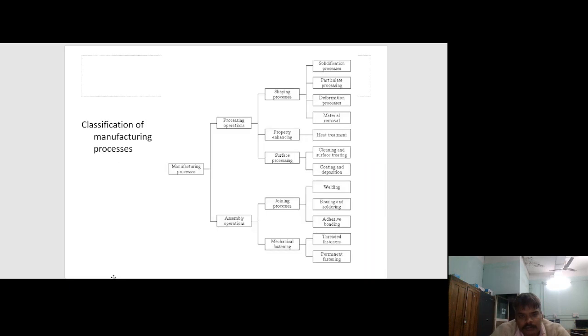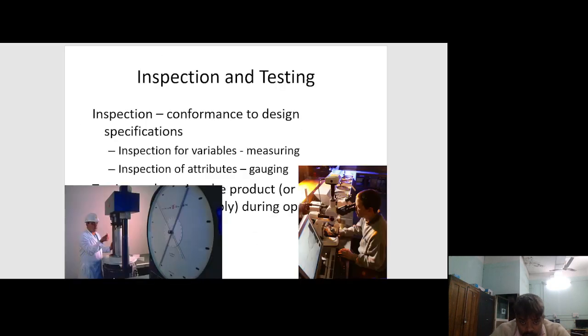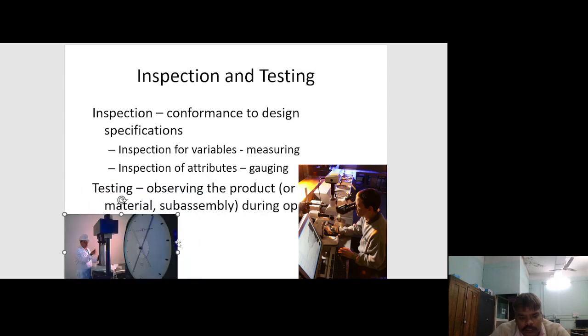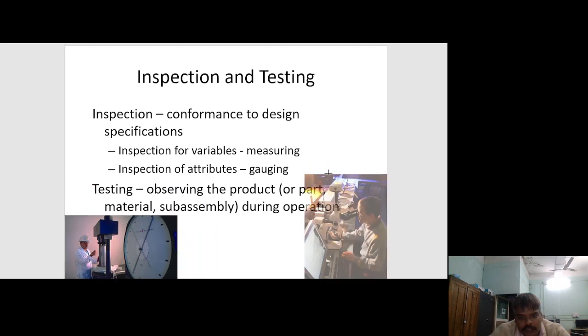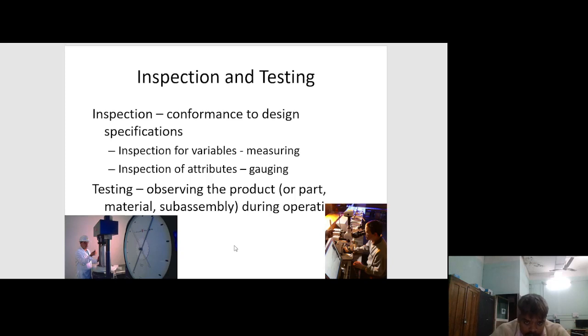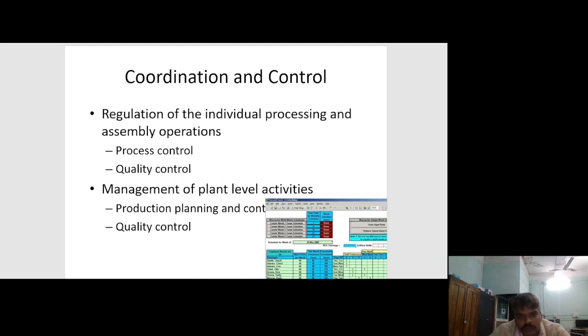Inspection and testing. Inspection: conformance to design specification. Inspection for variables. Here you can see in the universal testing machine: ultimate tensile strength, compressive strength, shear strength. Here, by using an optical microscope, you can check the microstructure. Observing the product during operation: part, material, sub-assembly, inspection of attributes, gauging. This is inspection and testing.